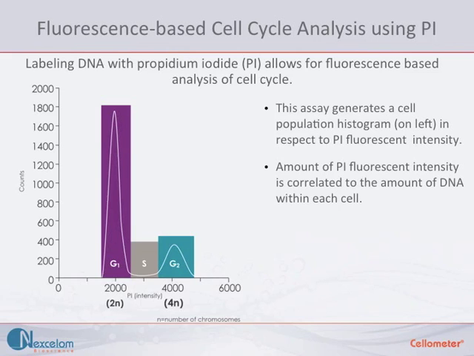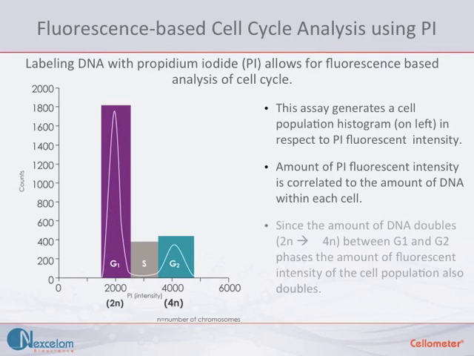As the cell progresses through the cell cycle, the amount of DNA within the cell changes from 2N at G1 to 4N at G2, and therefore the amount of PI that is incorporated into the genome also increases. This is reflected in the histogram intensity readout. As the cell progresses through the cell cycle, the fluorescent intensity increases from 2,000 to 4,000 relative fluorescent units.